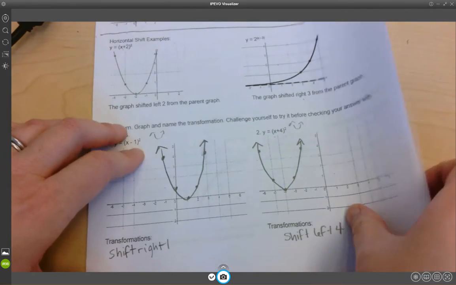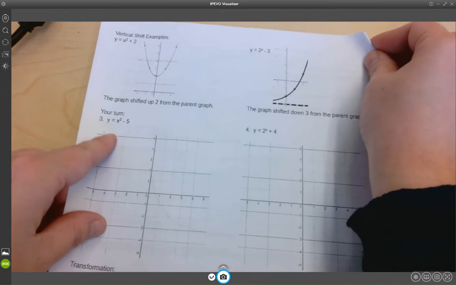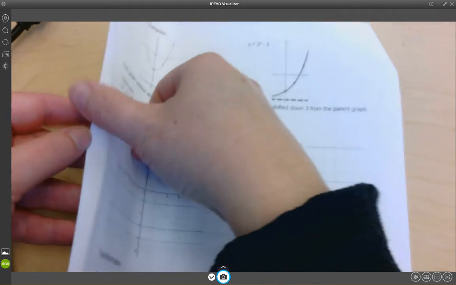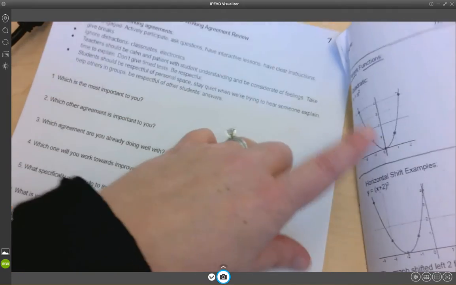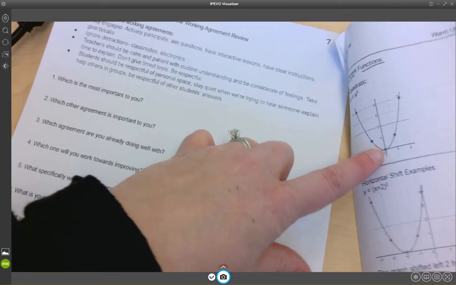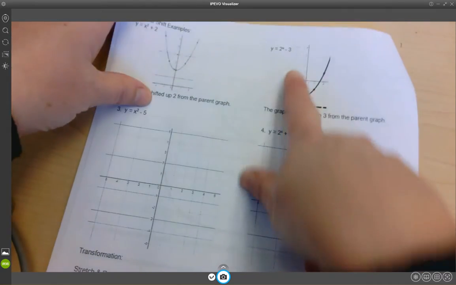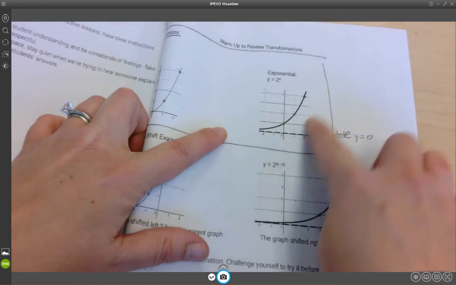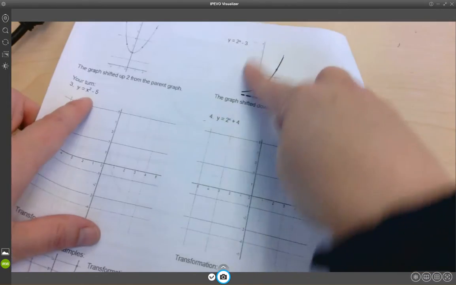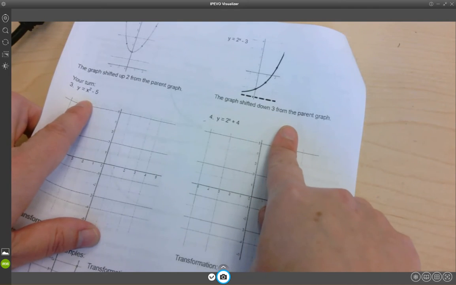Okay, so we're going to turn the page. And these are transformations of the same parent functions from the first page. So you might need to flip back and say, okay, what did my quadratic parent function look like? This was it. And now this function has shifted up 2 from the parent function. What did my exponential parent function look like? That's here. And then this function shifted down 3 from the parent function.